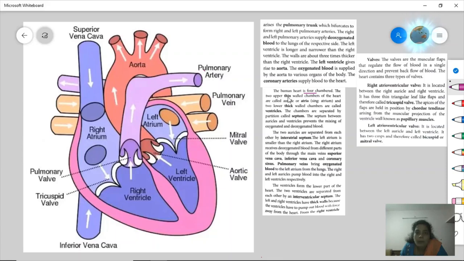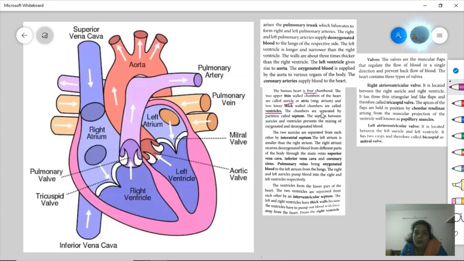The two upper thin-walled chambers of the heart are called auricles. These upper chambers are thin, and they are known as auricles. The two lower thick-walled chambers are called ventricles. These are thick chambers. These are known as what? Ventricles. So two auricles and two ventricles.